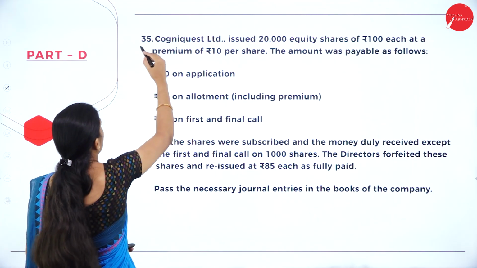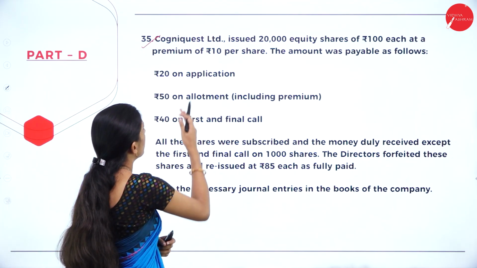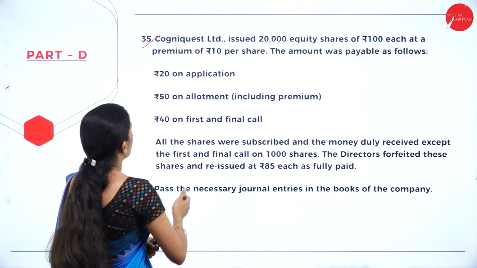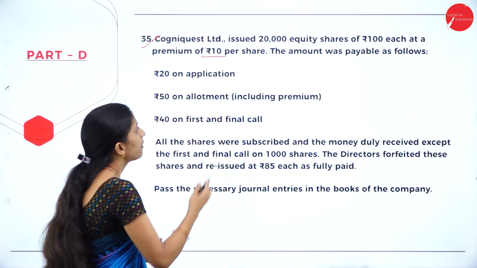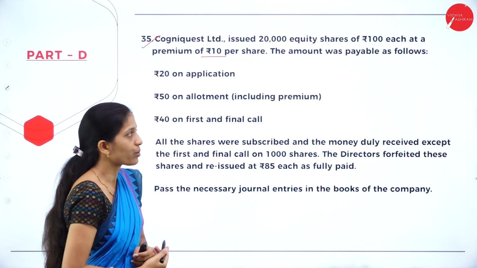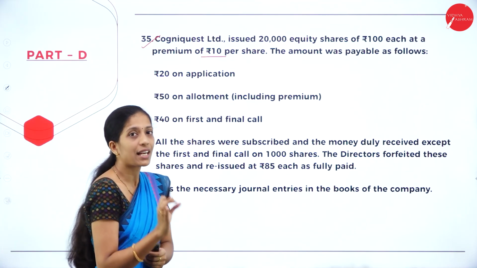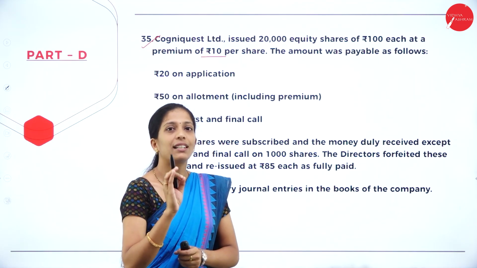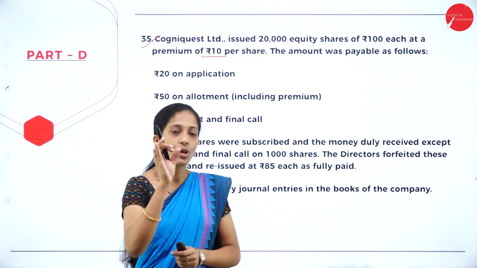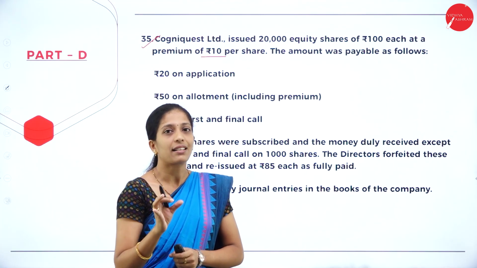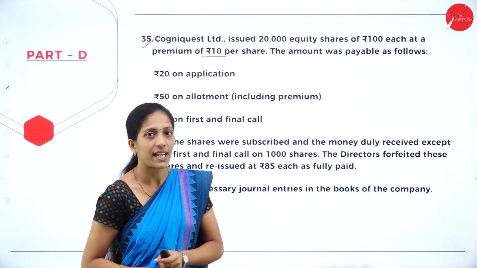Now moving on to the 35th problem. Cogniquest Limited issued 20,000 equity shares of ₹100 each at a premium of ₹10 per share. The amount was payable as follows. This is a problem relating to shares. I have told you there are 9 entries. You have to learn those 9 entries properly. All the entries will be similar. Then you will find it very easy.